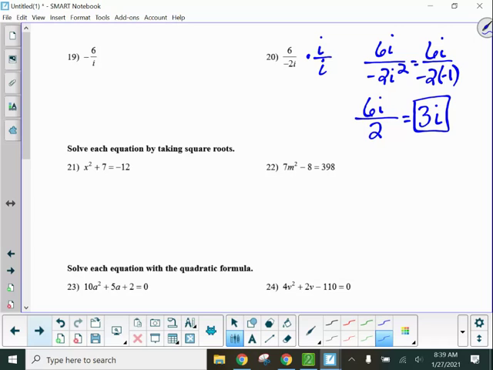21 and 22, solve by taking square roots. This is where you isolate the term that is squared. So basically you would solve the equation pretending that there isn't a square, and then you take the square root in the last step. So 22, we would start off by adding 8.